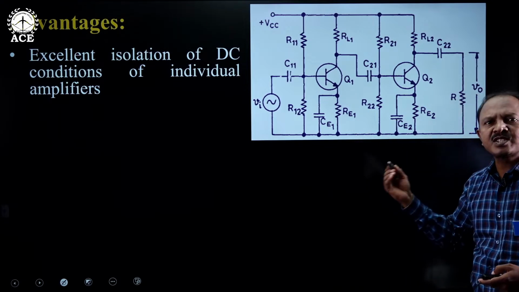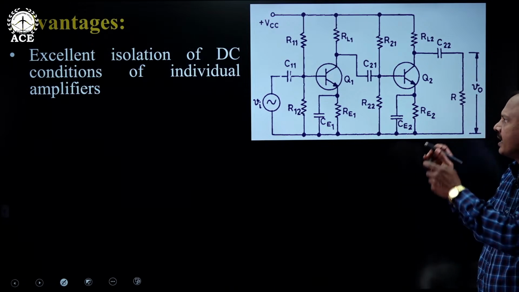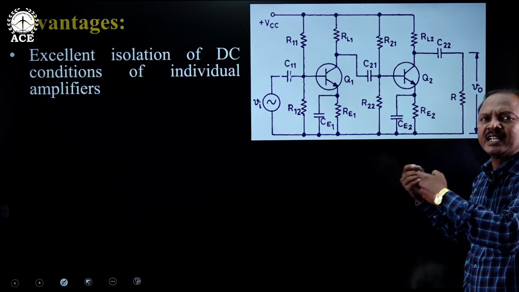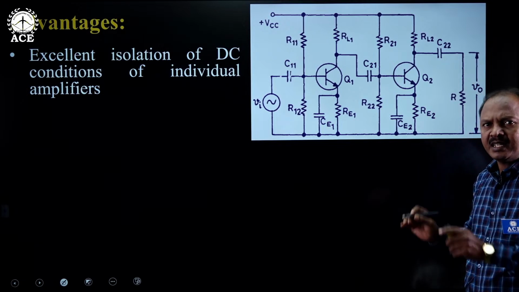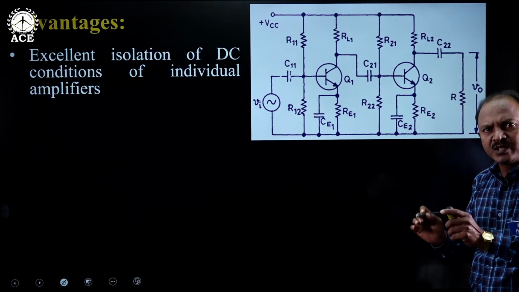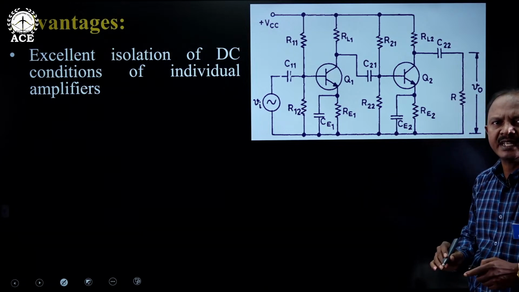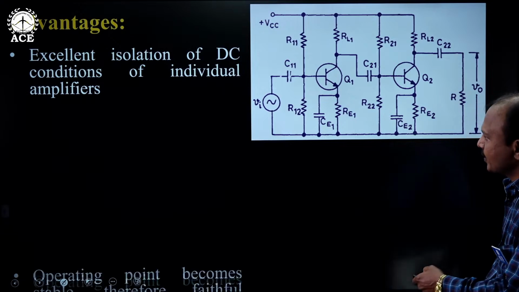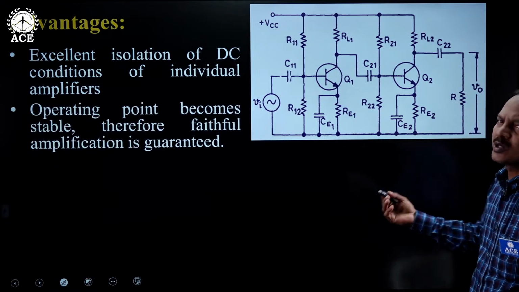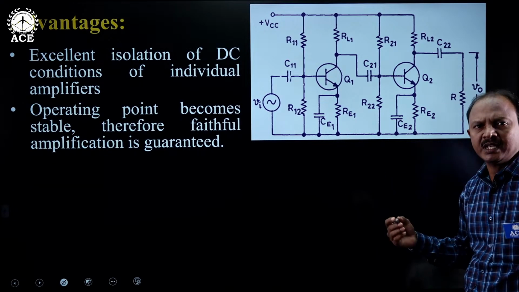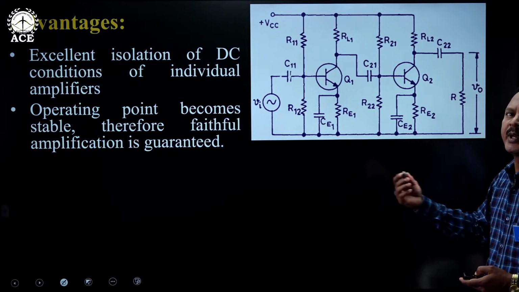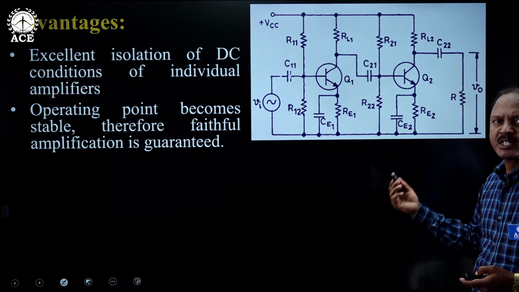As a result, excellent isolation of DC conditions. If individual stages are being isolated in terms of DC conditions, as a result, the DC conditions of individual stage which we maintain at the time of design can be protected. That is the first advantage of this circuit. Second advantage, of course, understandably, it's an extension for the first one. If the DC conditions are properly isolated, automatically the operating point of the individual amplifier becomes stable.